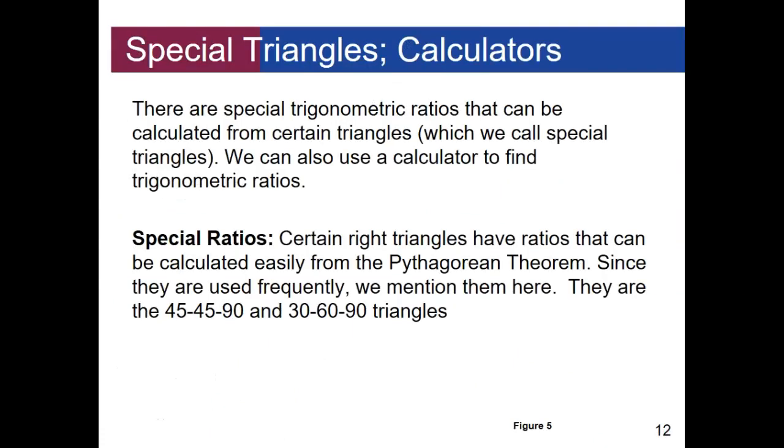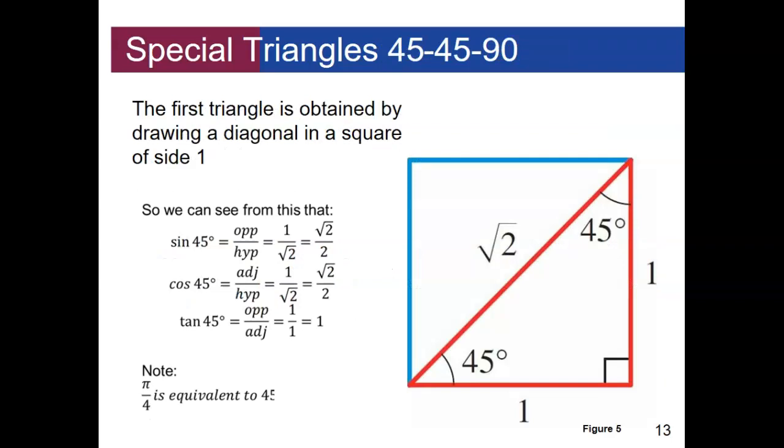Okay, there's a few triangles that we encounter so often that it's almost helpful to study those as being special. So we have these special triangles or special ratios that we get from these. Specifically, we have the 45-45-90 triangle and the 30-60-90 triangle. We start with the 45-45-90 triangle.